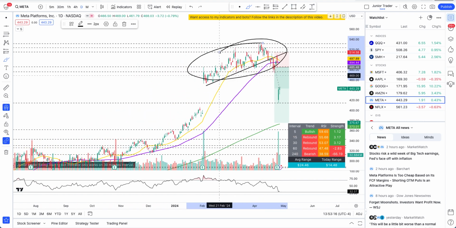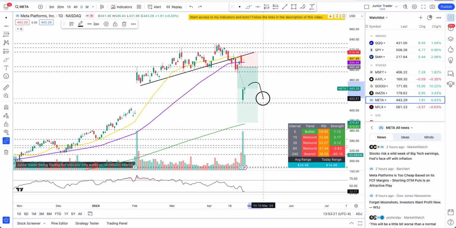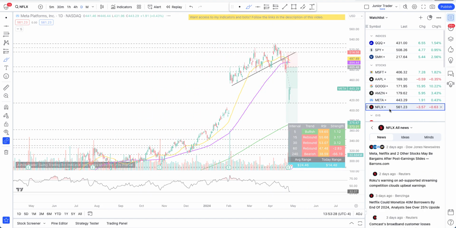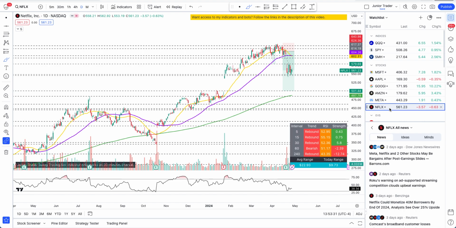It's an island reversal. And I think eventually, once all these earnings are over, Meta may cool a little bit more down here, okay? If you want to know more about their earnings and everything, I did already a video on that. Check that out on my channel. And this is Netflix, guys, before we go to QQ and SPY.